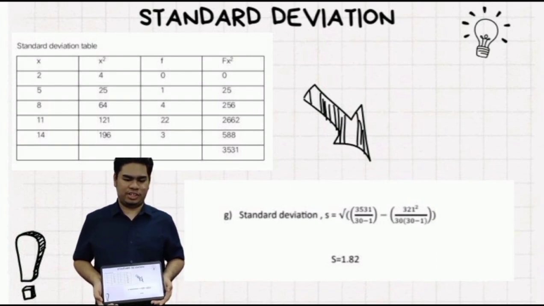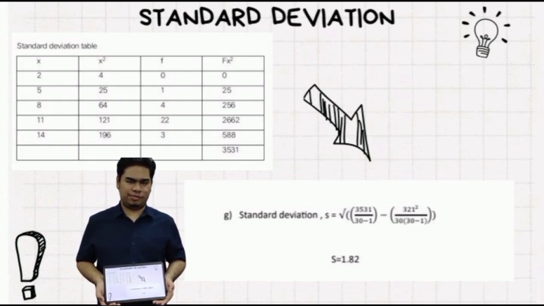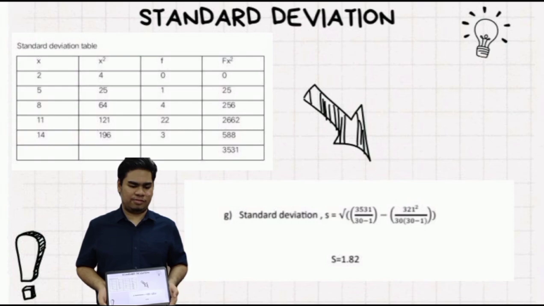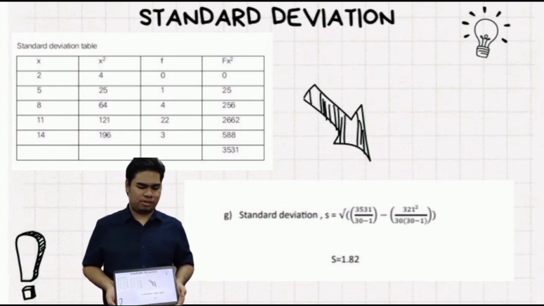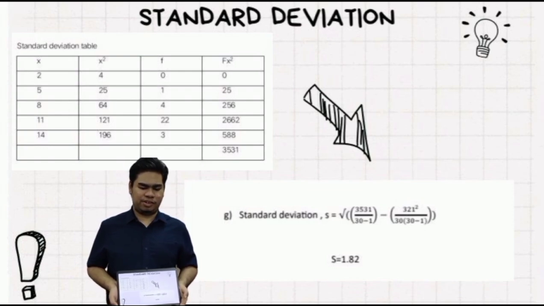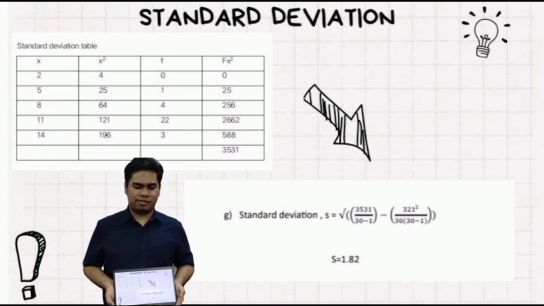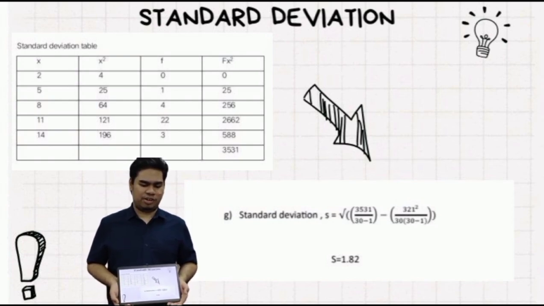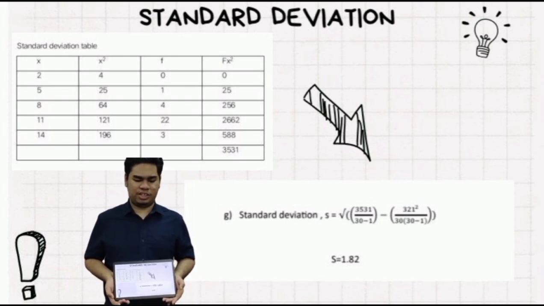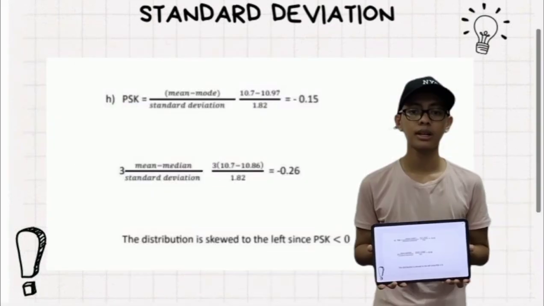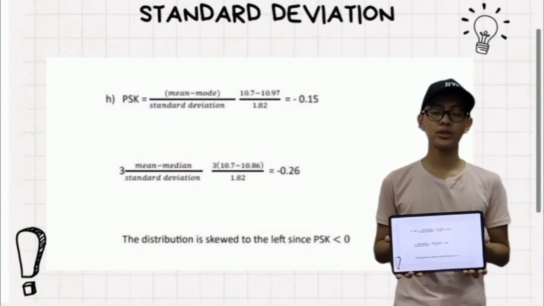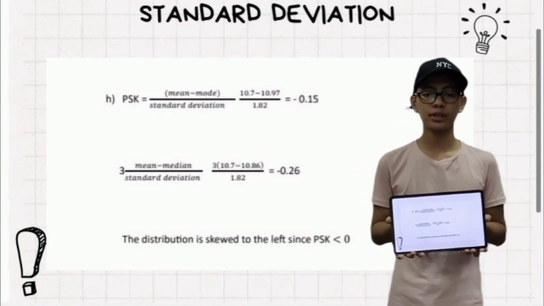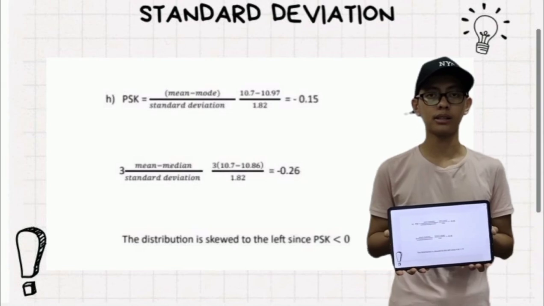For the standard deviation, we use the frequency distribution formula, which is the square root of the subtraction of two brackets. The first bracket is the sum of frequency multiplied with midpoint squared, divided by total frequency minus 1. For the second bracket, the square of the sum of frequency multiplied by midpoint, divided by n and minus 1, where n is the total frequency.